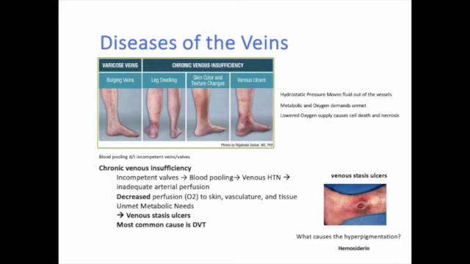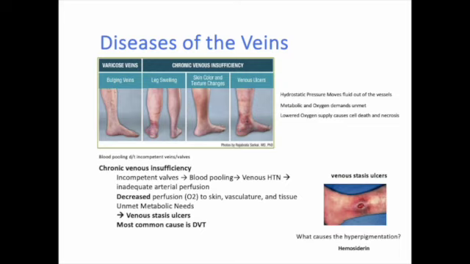So again, these incompetent valves lead to blood pooling and leaking. You have venous hypertension, and because of this added pressure, inadequate arterial perfusion. Now you have a decreased oxygenation or perfusion to the skin, the vasculature, and the tissues, where you will have an unmet metabolic situation. This is going to lead to a venous stasis ulcer over time.